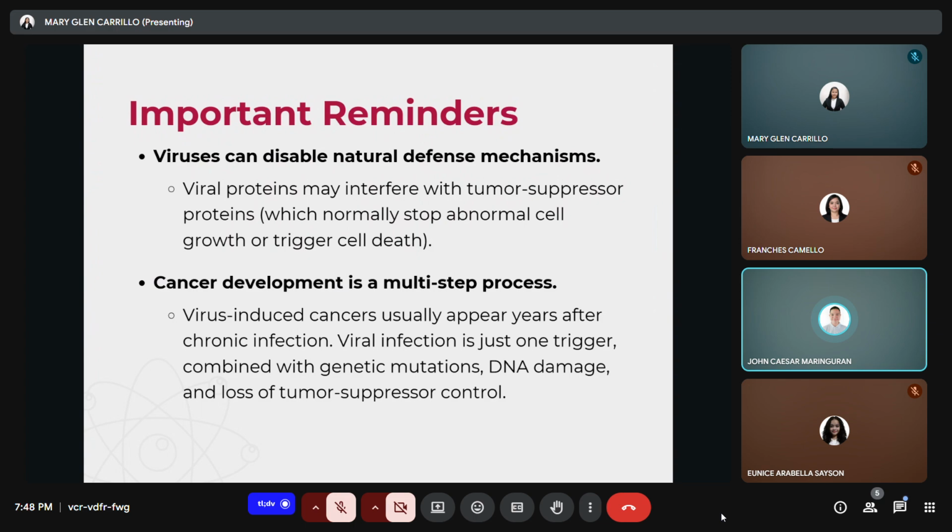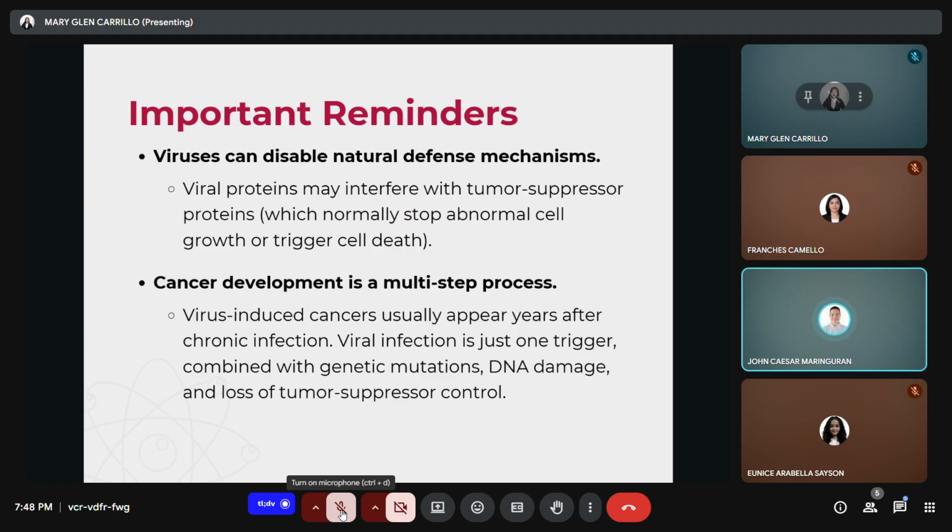Second, cancer is a multi-step process. So, virus-related cancers don't appear overnight. They usually develop years after chronic infection, and viruses are just one factor. Other things like genetic mutations, DNA damage, and failure of tumor suppressor control all combine before cancer actually develops.